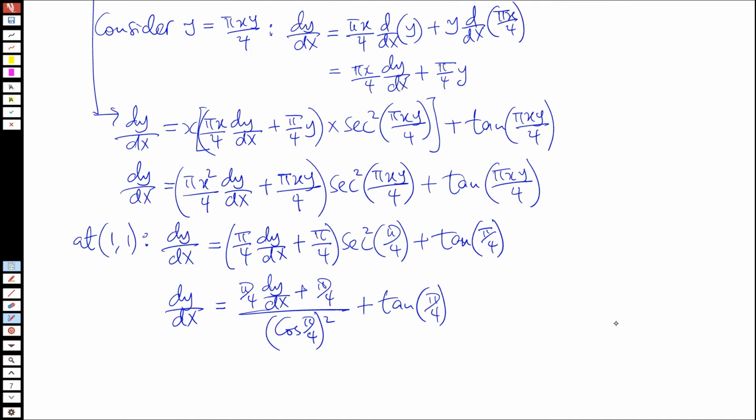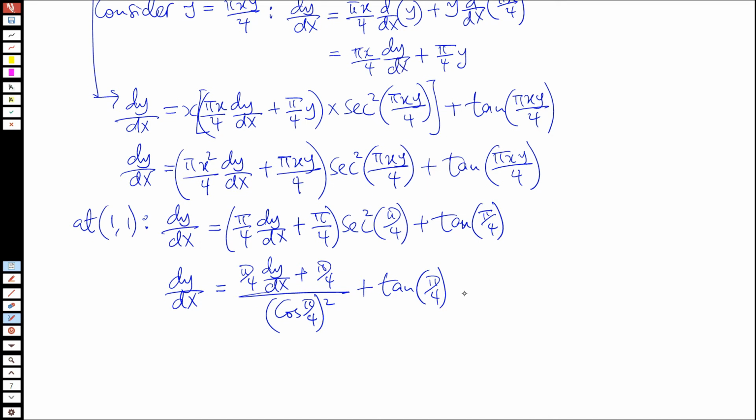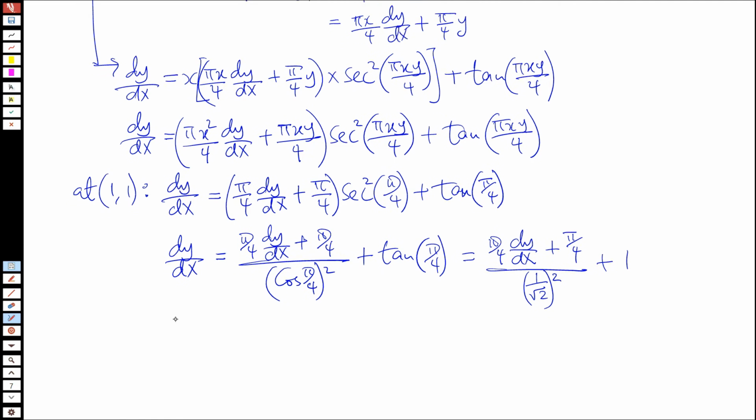Now pi over 4 is 45 degrees, and we know that tan of 45 degrees is 1, cosine of 45 degrees is 1 over square root of 2. So this expression here can be written as pi over 4 dy over dx plus pi over 4, this is over (1 over square root of 2) squared, plus 1. So this implies that dy over dx will be equal to pi over 4 dy over dx plus pi over 4, over, here we have a half, plus 1.